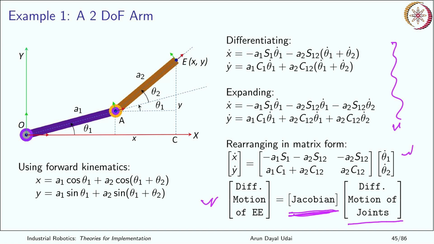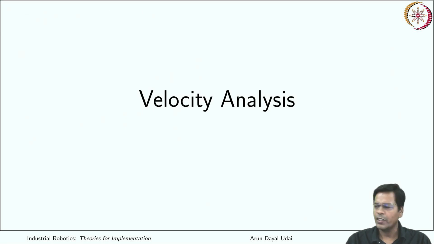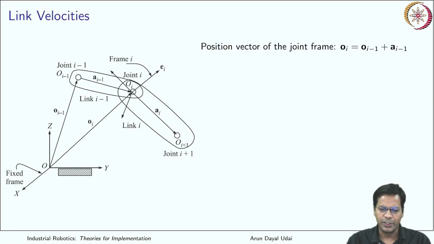So there are various elegant approaches to do this. So we'll talk about that now. So let us do velocity analysis first. The position vector of any joint frame Oi is given as Oi-1 plus Ai.